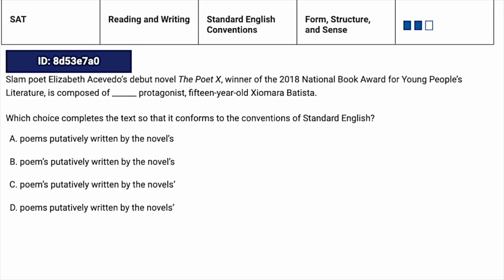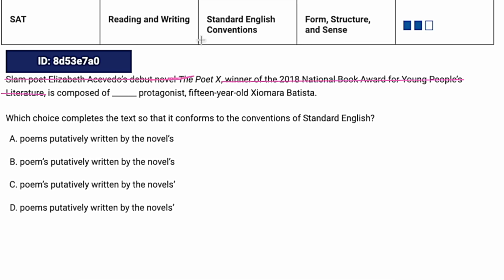All right, let's get things a little bit more challenging here with a medium question. This one is one big long sentence, so I'll just start from the beginning. "Slam poet Acevedo's debut novel, The Poet X, winner of the 2018 National Book Award for Young People's Literature." And just to kind of simplify things, I'd probably ignore this big ol' comma sandwich here. I might even say this novel, or better yet, Poet X.